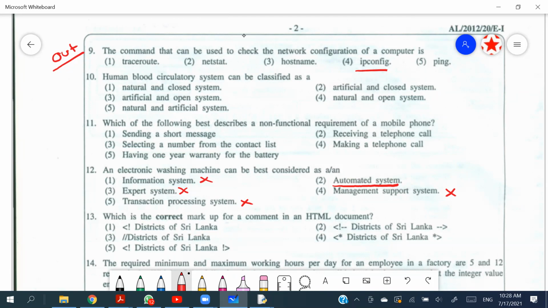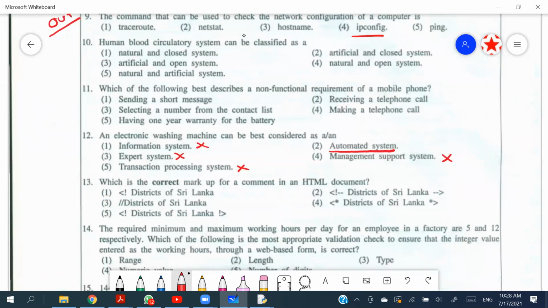And 13th, which is the correct markup for the comment in HTML. That's a pretty straightforward one. How are we going to create a comment? It's the angle bracket, exclamation, 2 dashes, and the things, then another 2 dashes and the angle bracket. So definitely it's going to be the second one, right?